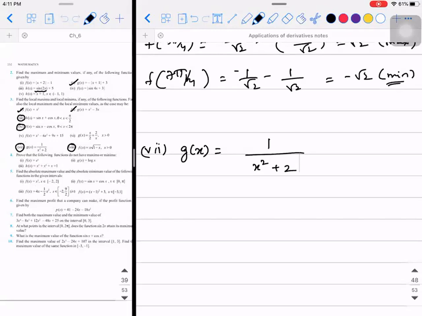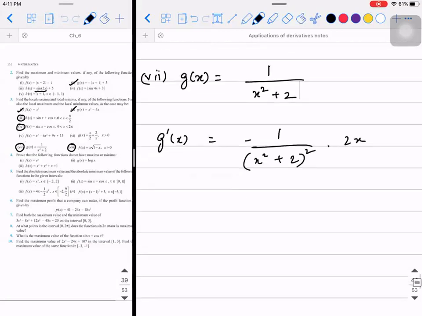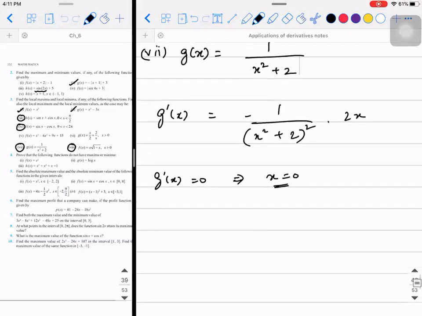So 1 by x square plus 2. Right, here you don't have any shortcut. So g dash of x is how much? Minus 1 by x square plus 2 the whole square into 2x. Okay. So g dash of x equal to 0 implies x is equal to 0.